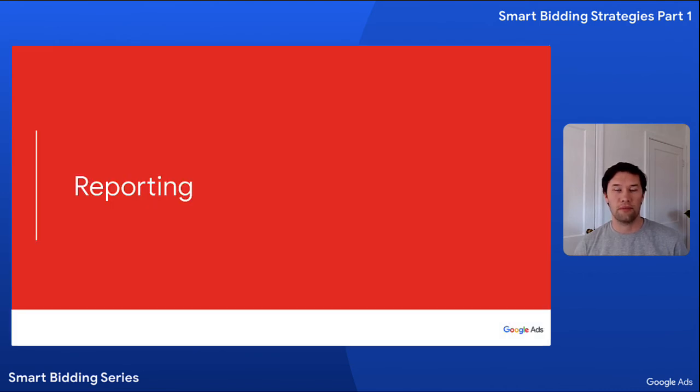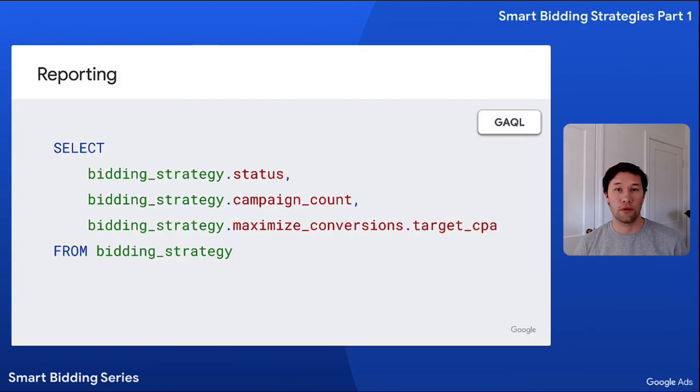To wrap things up, let's take a quick look at reporting. To retrieve metrics for the two bidding strategy types we described in this video, you can use the bidding strategy resource or any other resource where bidding strategy is an attributed resource. For example, the campaign resource also exposes bidding strategy metrics.